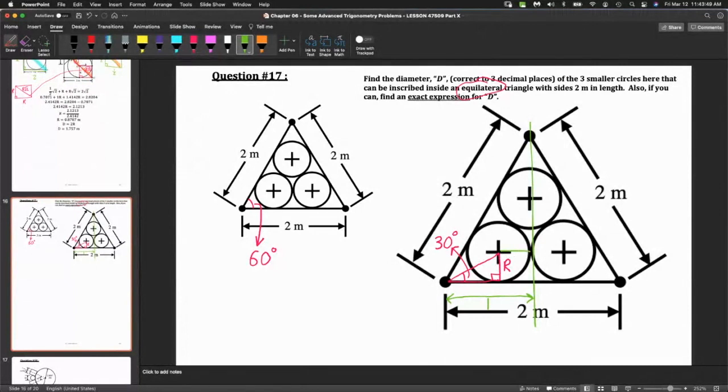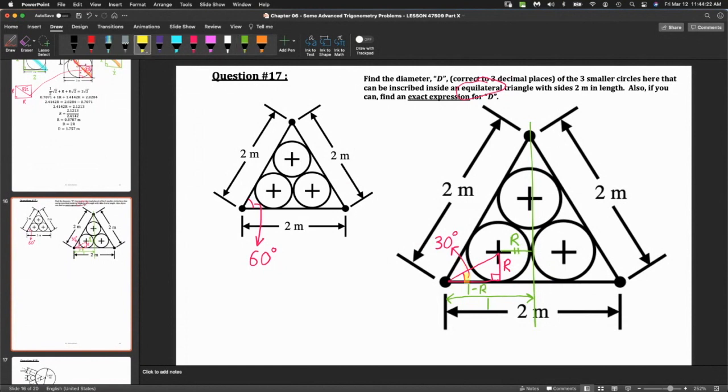Can someone tell me what this length here is? How much is that? It's not a number, it's a variable. It's R. Thank you, Ram. Ram is one step ahead. That's R. So then this length here, this little thing here, is 1 minus R.